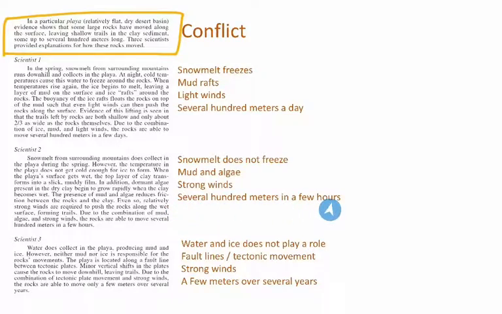So I'm looking for the differences between the conflicts. And scientist 3 says water and ice does not play a role, even though it does collect. He says there's fault lines, tectonic movement, so earthquake, seismic movement. There are strong winds, so similar in the strong winds, move few meters over several years.